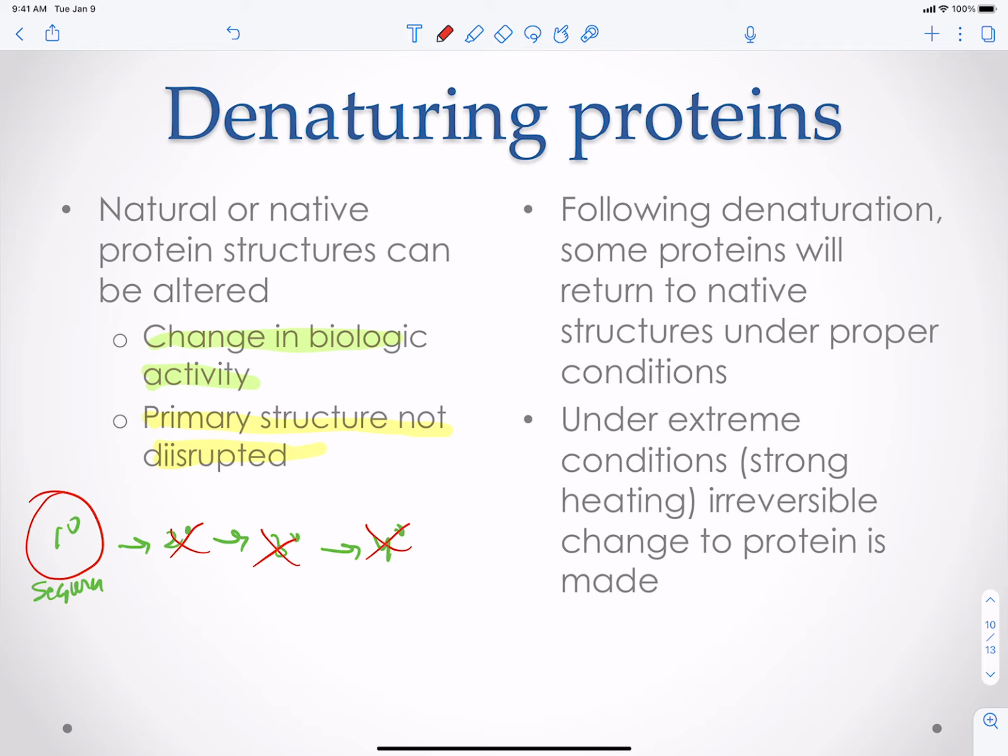So that's why when you add heat or acidic or basic conditions, your proteins fall apart, except that the primary structure is pretty stable, and so it does not usually get disrupted. And I'll put usually. Of course, when you push it too far, obviously you're going to break peptide bonds. Following denaturation, proteins can return. So when you return to normal, your proteins can refold. But under extreme conditions, again, it's going to become irreversible.